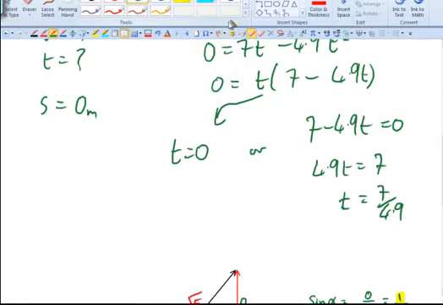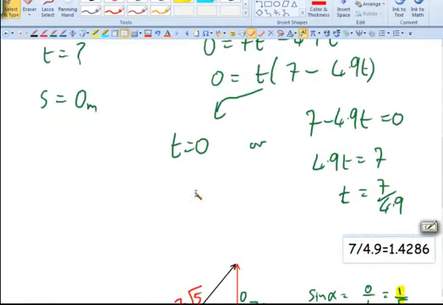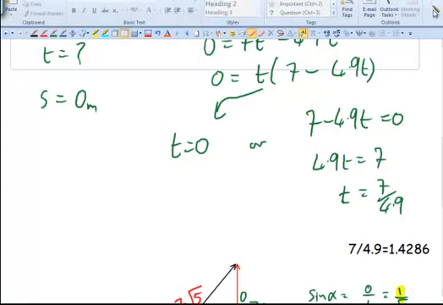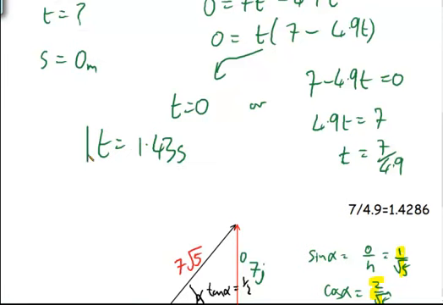So I can just work that out quickly there. 7 divided by 4.9 is equal to 1.42 or 1.43 seconds. So our time, t, works out to be 1.43 seconds. I'll leave it to 2 decimal places.